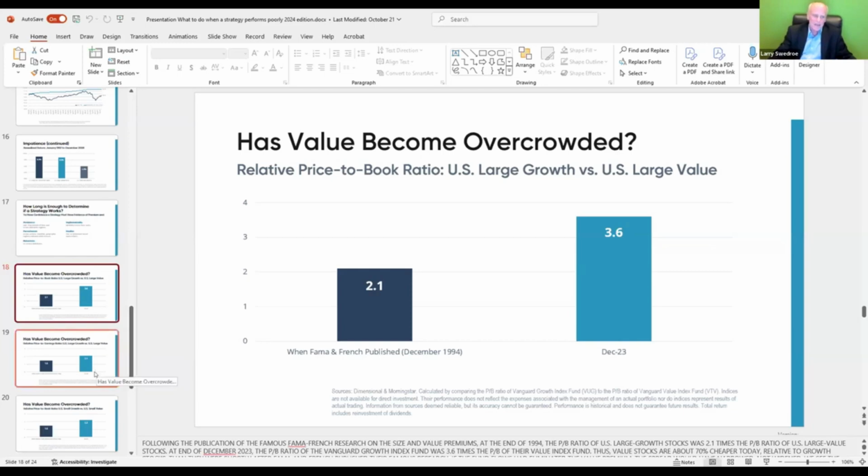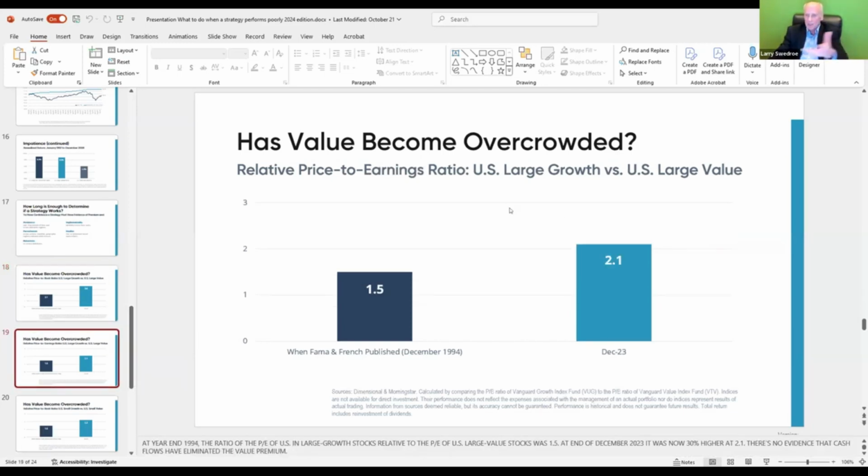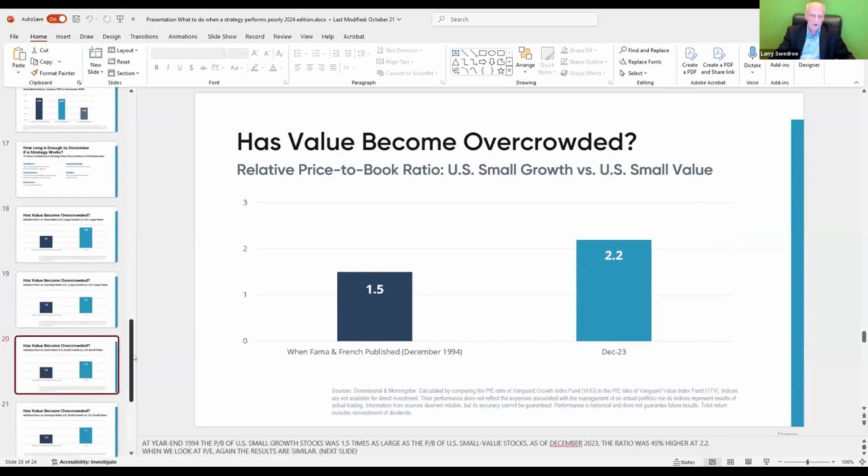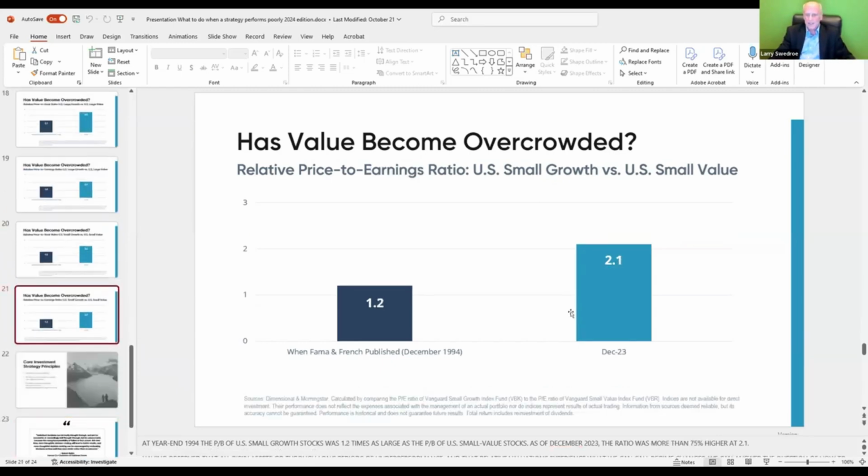And we see the same thing when we look at PE ratios here, and we see the same thing when we look at small growth versus small value. That was in the large, and here is the PE ratio for small growth versus small value. So this is the way an economist would look at these things. Hopefully that answered the bunch of questions we had in that first one, Erica.